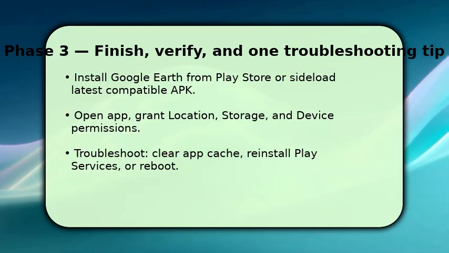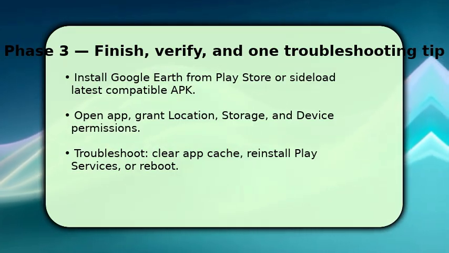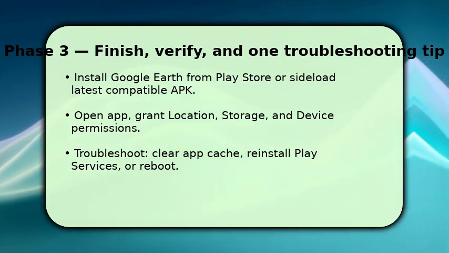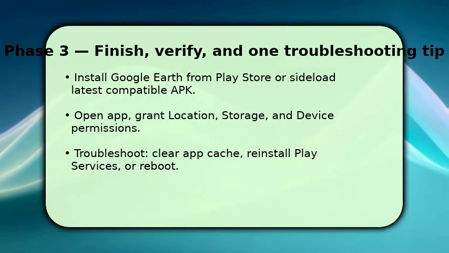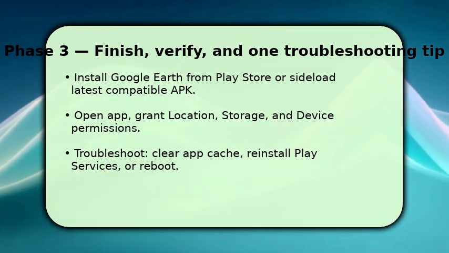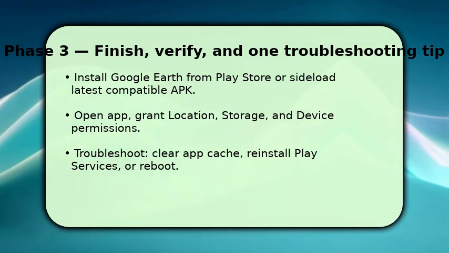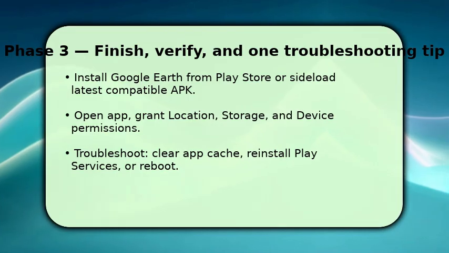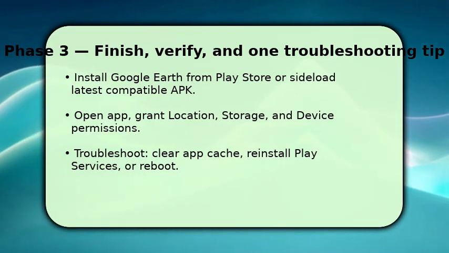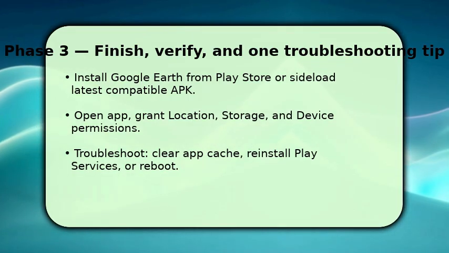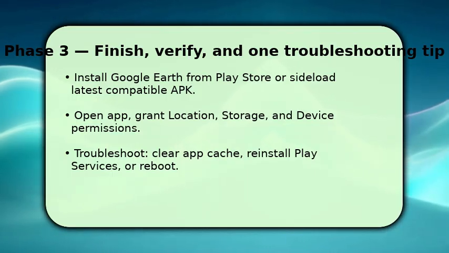Open Google Earth, grant location and storage permissions, and allow any prompts for map data. The app will download imagery on demand. If it won't start, clear the app cache and data, then reboot the tablet and try again. If problems persist, uninstall and reinstall Play services first, then Google Earth. This usually fixes permission conflicts and version mismatches, so you can explore the globe smoothly.